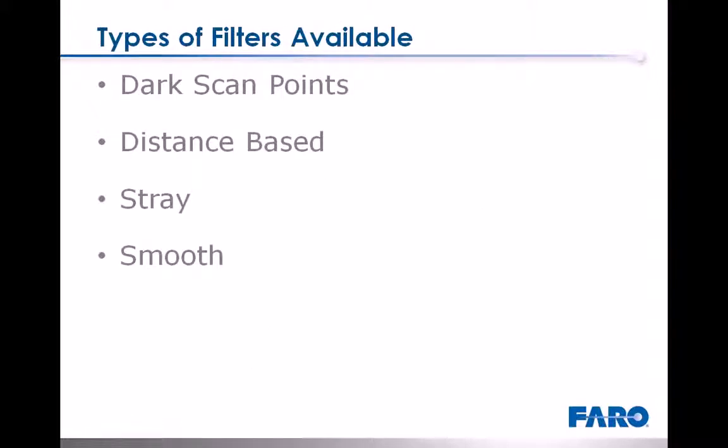Different types of filters do different things. Depending on the cause of error, you can sometimes achieve more precise measurement results by applying a correction, but sometimes you need to remove the point fully. The four kinds of filters are dark scan points, distance-based, stray, and smooth.